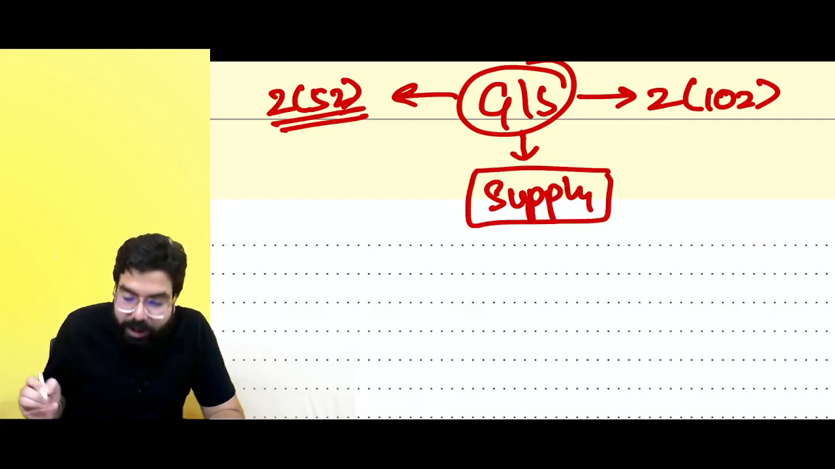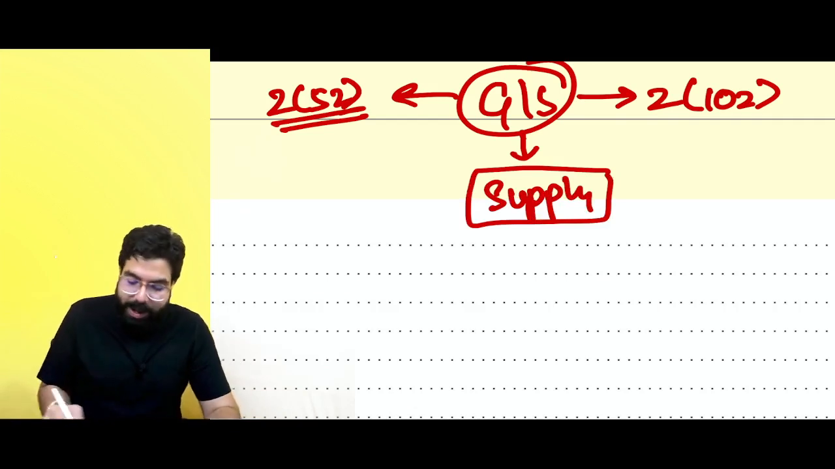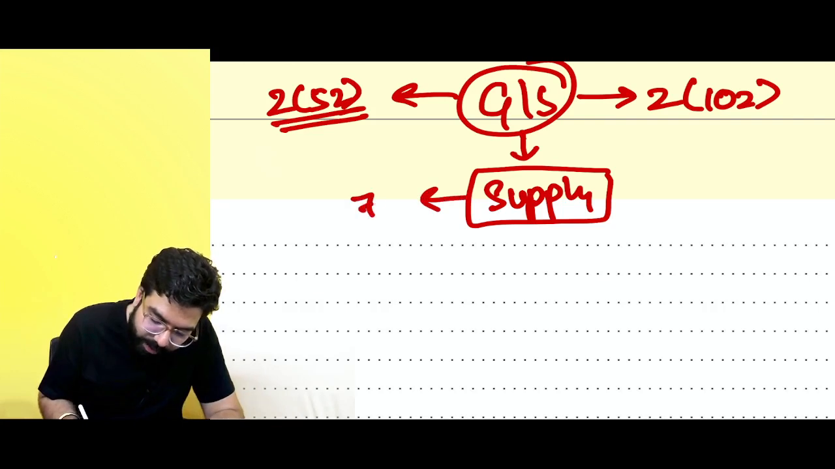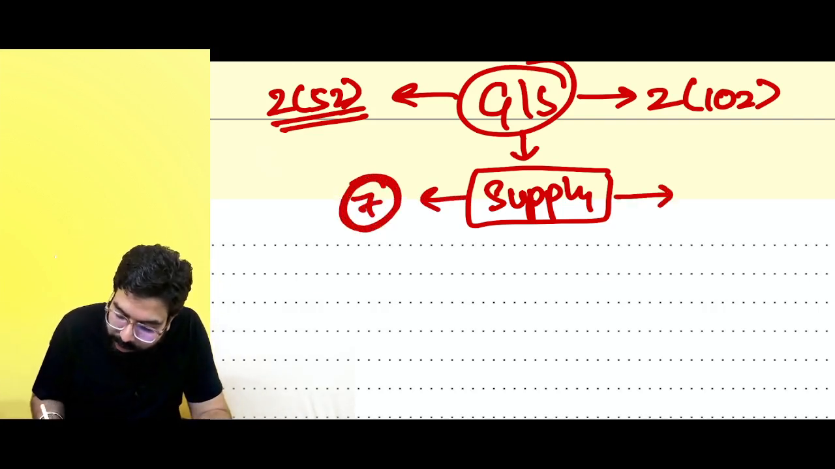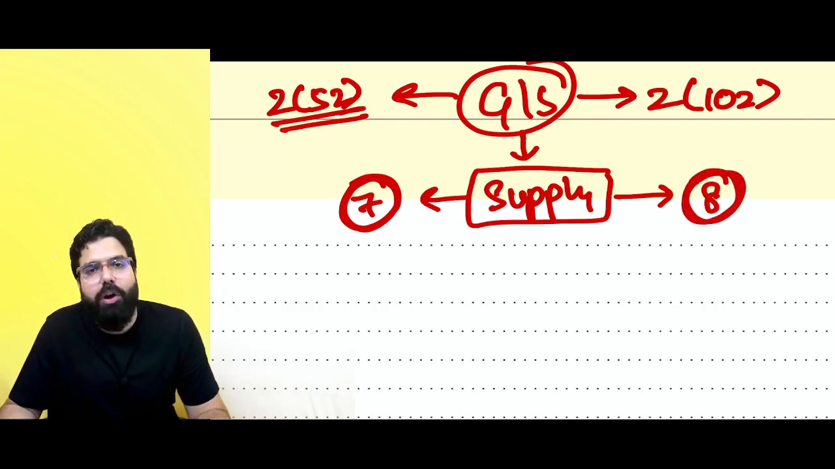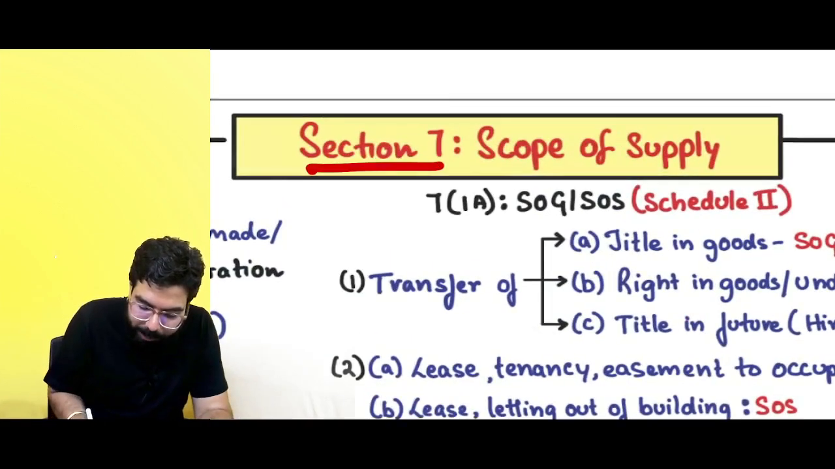Now listen to me very carefully. For GST to be levied, goods and services have to be supplied. The definition of supply is given in section 7 of the CGST Act, and we have section 8 also of the CGST Act, which gives us the definition of composite supply and mixed supply. Let's go ahead and start understanding supply.